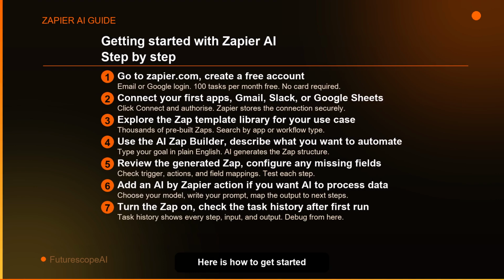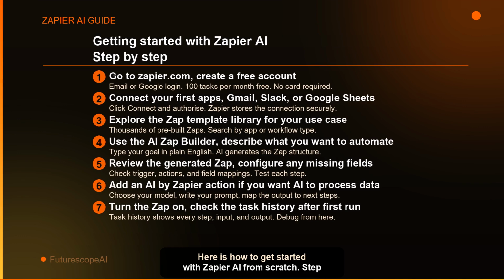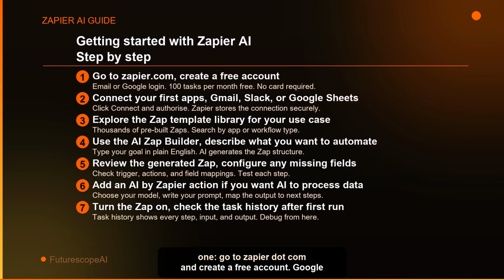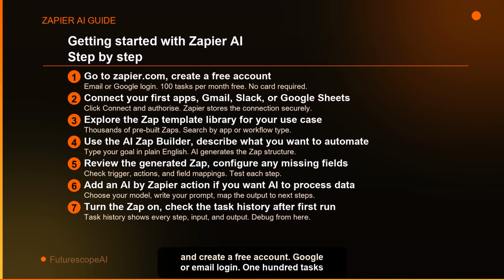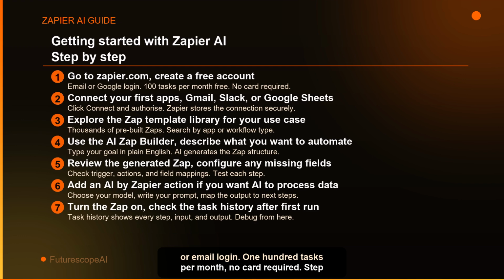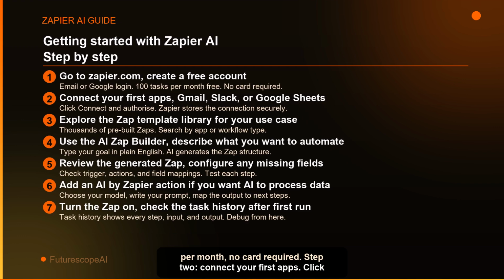Here is how to get started with Zapier AI from scratch. Step 1. Go to Zapier.com and create a free account. Google or email login. 100 tasks per month, no card required. Step 2. Connect your first apps. Click Connect and authorize Gmail, Slack, Google Sheets, or whichever tools your workflow needs. Zapier stores the connection securely and reuses it across all your Zaps.